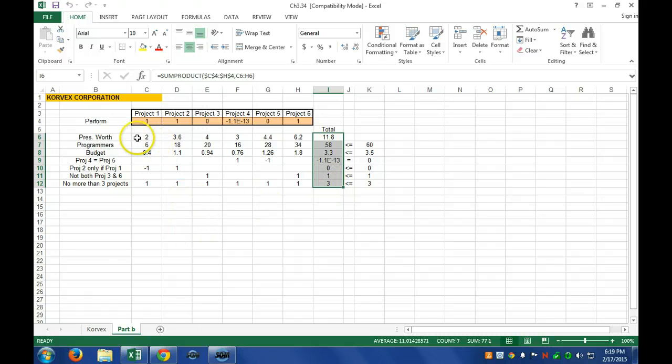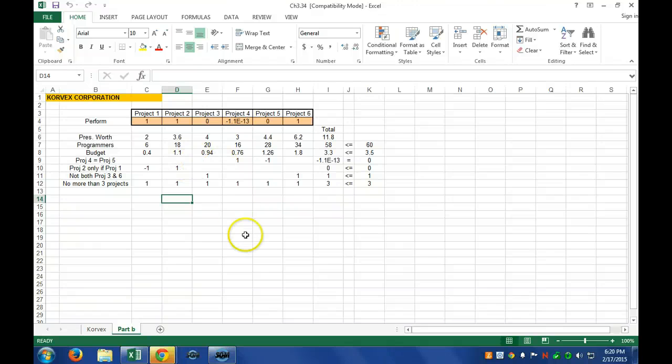You see the first two constraints, the present worth, the programmers, the budget, and then I think we did these right. Project 4 with project 5 together, project 2 only if project 1. We did x1 minus x2 is greater than or equal to 0. They did it a little bit different. They said negative x1 plus x2 is less than or equal to 0. Algebraically, it's the same thing. I like my formulation better, because it does the same thing, but mine's a little more straightforward.